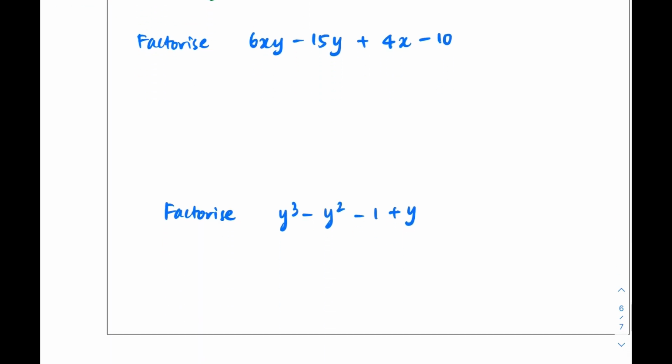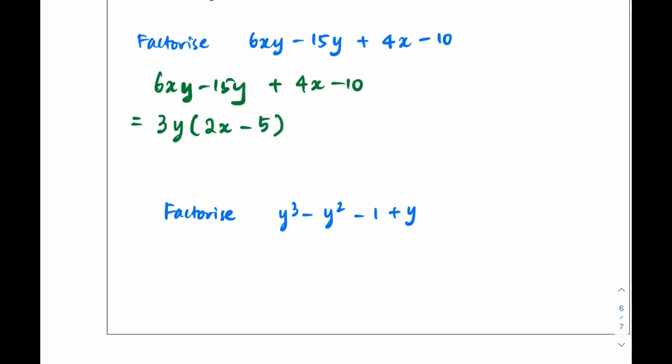Let's move on to the next example. In this next example, 6xy minus 15y, can we see what is the common factor in each of the groups? In the first group, we can see that the common factor between 6 and 15 is 3, and between the variables xy and y is y. So therefore, the common factor would be 3y, and we would be left with 2x minus 5 in the bracket.